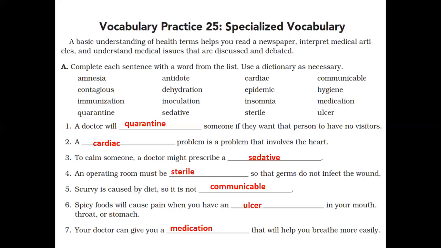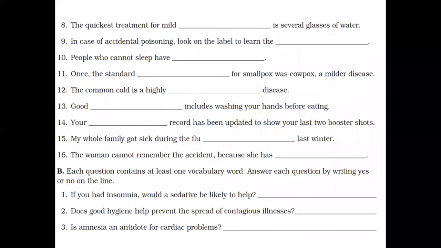So let's move on to the next one. I will wait until you take a picture of it or write it down in your book. Quarantine, number 1. Number 2, cardiac. Number 3, sedative. Number 4, sterile. Number 5, communicable. Number 6, ulcer. And number 7, medication. Now let's move on to the next one. The next is, okay, let me just move it.